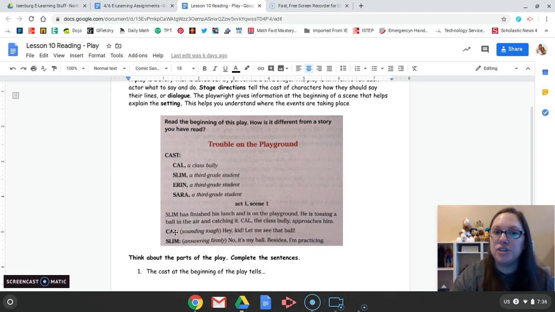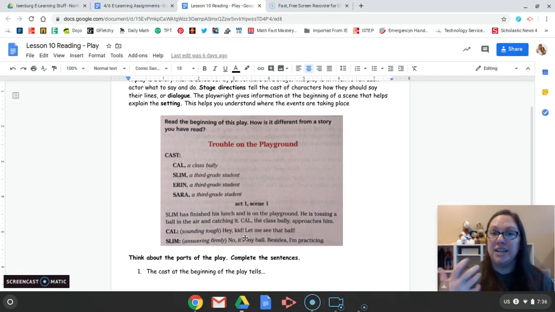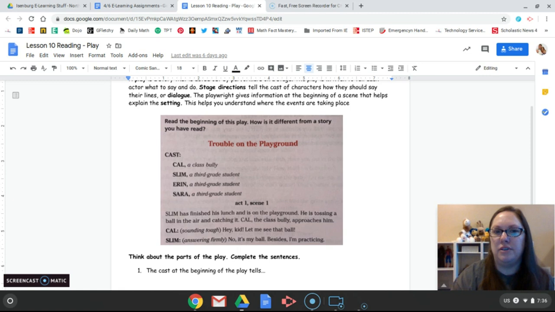So they're not actually going to say sounding tough out loud. They're going to read this line, hey kid, let me see that ball. And when they read that, they're going to say it in a way that they sound tough. So it's giving actors tips on how to say their lines. Those are stage directions. And again, they often look different by being in the parentheses or being in the italic writing so that they stand out from the lines that the actors are supposed to say out loud.